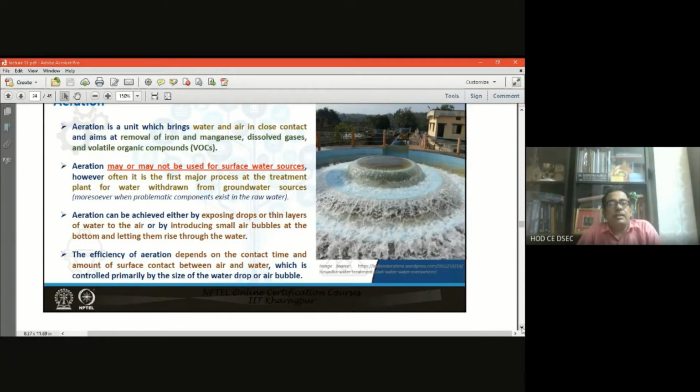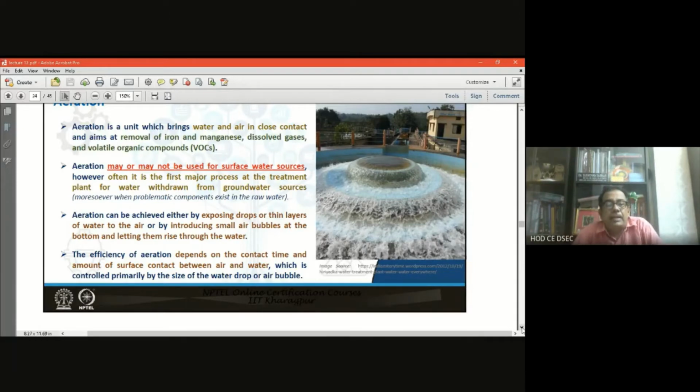So the aeration unit is provided for removal of this odor, for removal of iron and manganese, dissolved gases and volatile organic carbon. This is the purpose why aeration is done, and this holds good for the treatment of water if it is collected from a groundwater source. For surface water, it may happen or may not happen. It is not mandatory, but as the first major treatment process for water withdrawn from groundwater sources, there must be aeration.